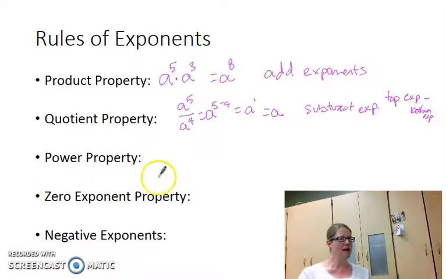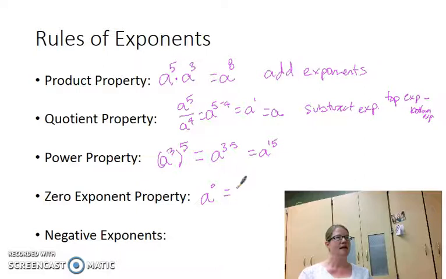The power property, again, if I have some base raised to an exponent and I raise that to another exponent, any exponent raised to another exponent, you can always just multiply those two together. So this would be a to the 3 times 5, which is a to the 15th power. The zero exponent property simply says any base raised to the 0 power is always going to equal 1. So on that one we can just write always 1. On this one we can write multiply exponents.